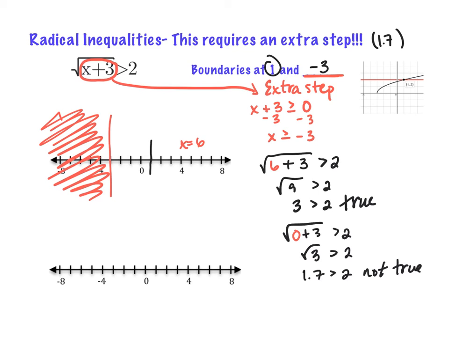So I'm going to take my boundary of 1 and make it an open circle because of that sign up here. And I know that x equals 6 worked, so all my solutions are out to the right. In this particular case, my wall didn't end up mattering. So I want to show you what that would look like if we switched the sign around, just real briefly.